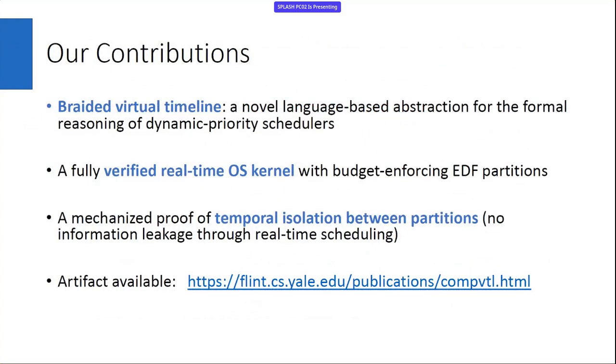So what I'm going to show you today is a new language abstraction called braided virtual timeline, which is used for formal reasoning and verification of a particular kind of dynamic priority scheduler. On top of this, we present a fully verified real-time operating system kernel built on top of 30 cores using this style of budget-enforcing EDF partitions. And we have a mechanized proof of temporal isolation between partitions, and the code and the proof are available.